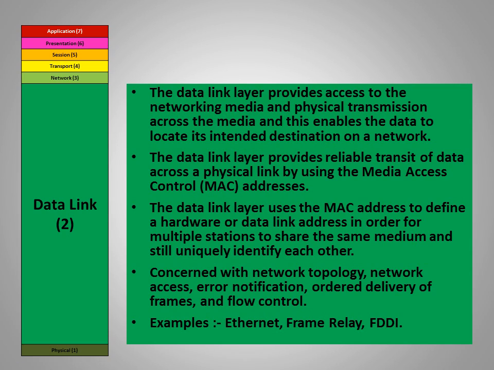So the data link layer, crucially, is where the MAC address, the media access control address, is contained. The data link layer provides access to networking media and the physical transmission across that media. It's concerned with network access, error notification, ordered delivery of frames and flow control. Common examples you would have seen: the Ethernet cable is an example of the data link layer, as are Frame Relay and FDDI.